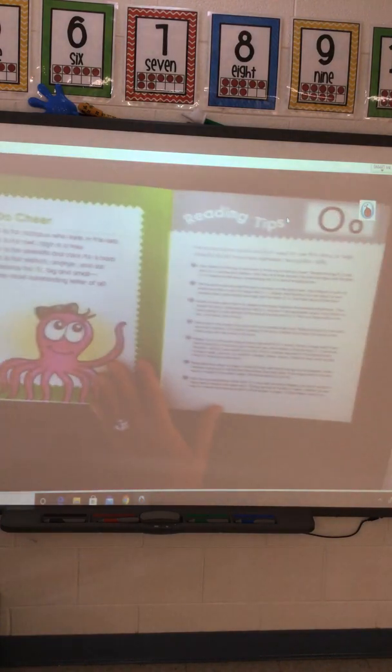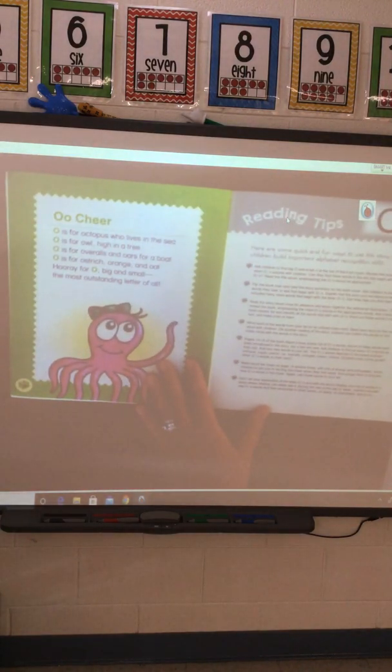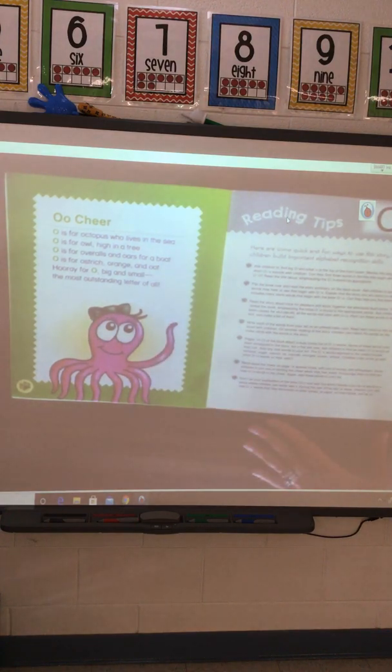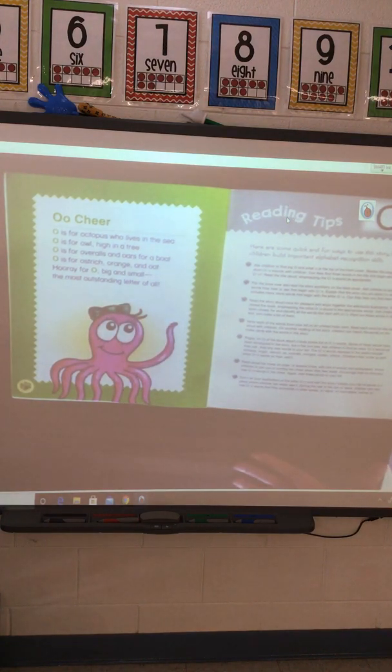And here is our cheer for the letter O. O is for octopus who lives in the sea. O is for owl, high in a tree. O is for overalls and oars for a boat. O is for ostrich, orange, and oat. Hooray for O, big and small, the most outstanding letter of all.